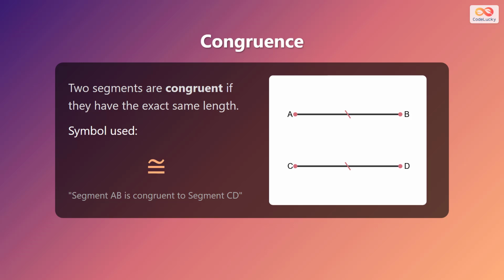This notation difference is important when we compare segments. In geometry, figures that have the same size and shape are called congruent. We use the congruent symbol, which looks like an equals sign with a squiggly line on top. We say segment AB is congruent to segment CD.